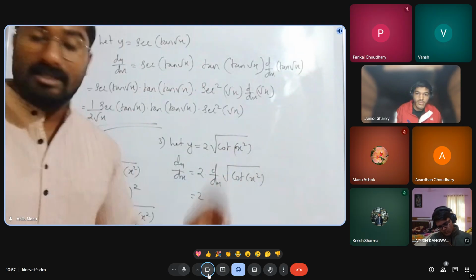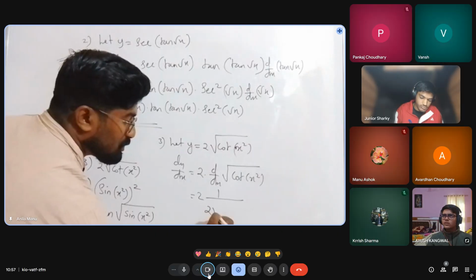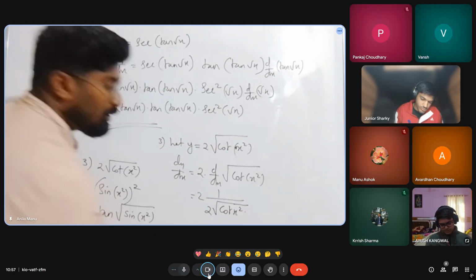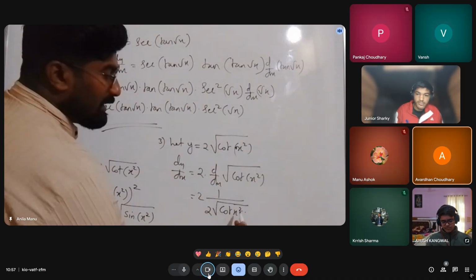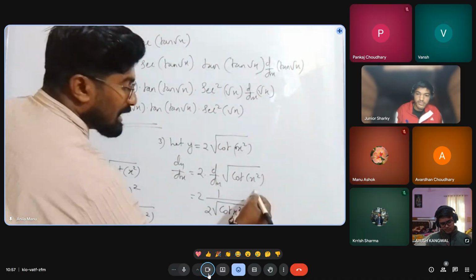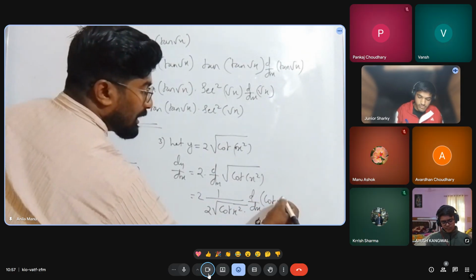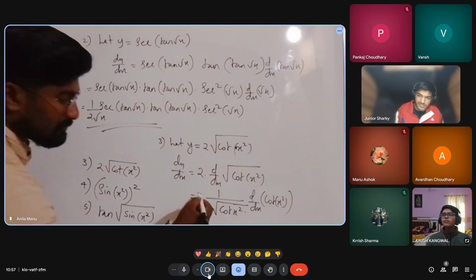What is derivative of root x? 1 by 2 root x. Instead of x we have cot x square. Is it clear? Here we did not differentiate cot x square, so in the next step d by dx of cot x square. Clear? Okay. 2 we can cancel.